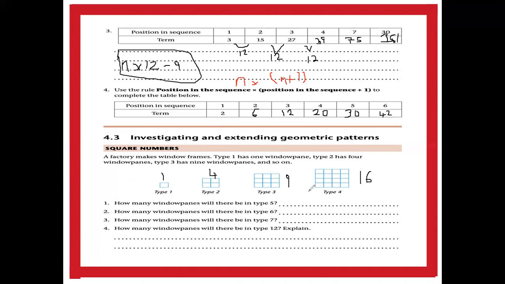Type 5. And if you look at this, this is just the square numbers. So it's the type squared. 3 squared is 9, 4 squared is 16, 2 squared is 4, 1 squared is 1. So 5 squared is 25. 6 squared is 36. 7 squared is 49. And 12 squared is 144. And the explanation is 12 times 12 is equal to 144.